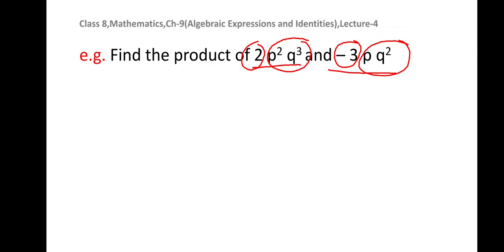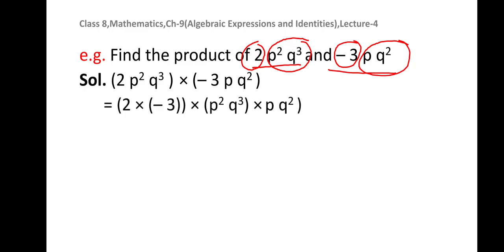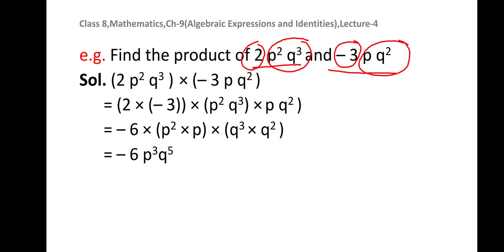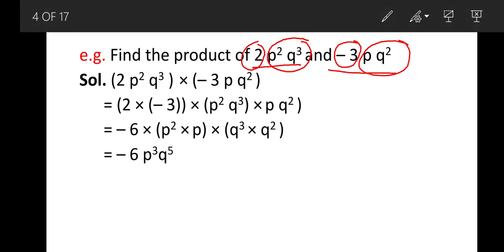Let us see the steps of this question. Like I told you, I need to take the product, so I have written a multiplication sign in between these two terms. And then numerical coefficients are multiplied first and then literal coefficients are multiplied. And the answer will be minus 6 p cube q raised to the power 5. So what we have done, I have first of all multiplied the numerical coefficients. It will give you minus 6. And then I have taken the product of literal coefficients. So it will give you p cube q raised to the power 5. So your answer will be minus 6 p cube q raised to the power 5.